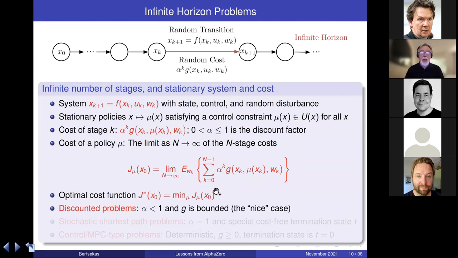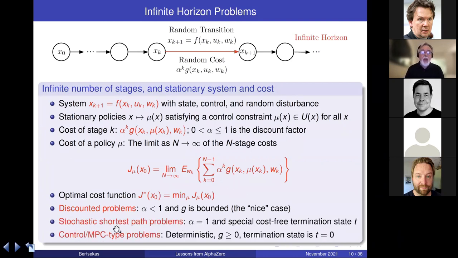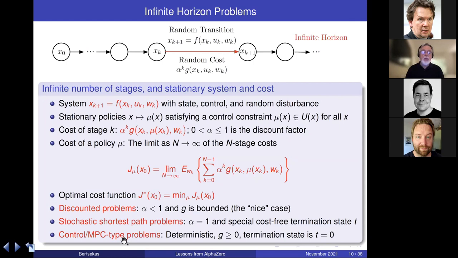And I have in mind primarily three contexts. One is discounted problems where alpha is strictly less than one and g is bounded. This is the nice case. Everything I'm going to talk about is correct for discounted problems. Now, for other problems, there may be exceptions, and I'm going to mention a few of those as I go along.